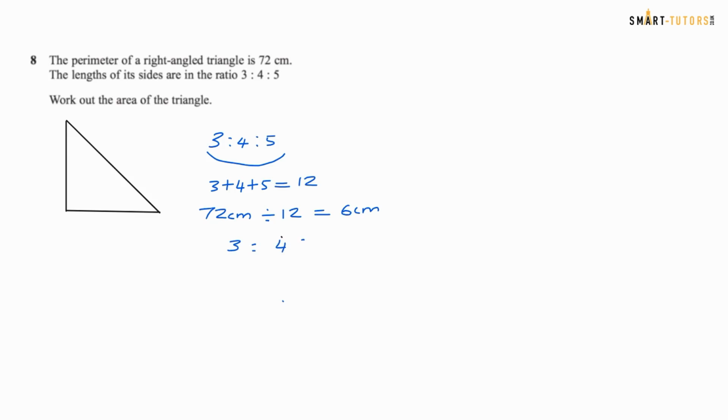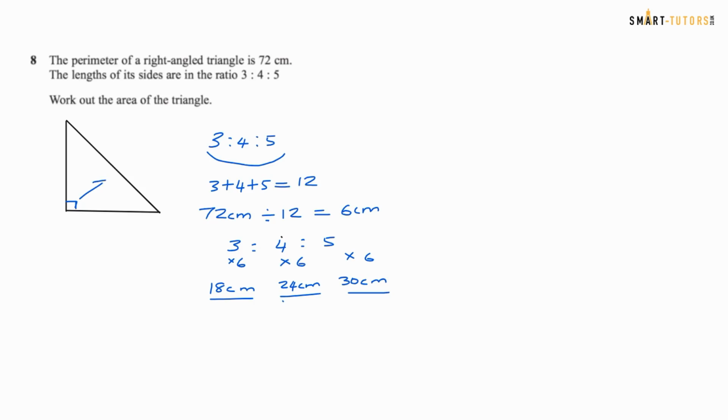So 6 centimeter means I got 3:4:5. I'm going to times everything by 6. So I'll get 18 centimeter, 24 centimeter, and 30 centimeter. These are the three lengths of the triangle.